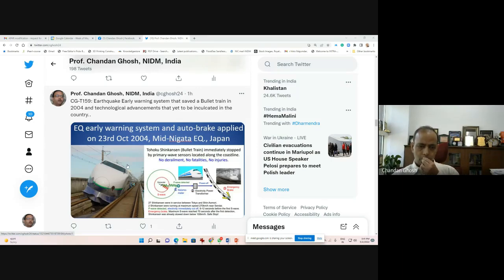So this is again something, with a train in 2011, this one was 2004, but on 11th March 2011, when the earthquake and tsunami occurred, it gave certain results. 27 Shinkansen bullet trains were in service between Tokyo and Shin-Aomori. 2 Shinkansen were running at a maximum speed of 270 km/h near Sendai. The P wave was detected by this yellow, green colored one, and then the electricity was immediately cut off.